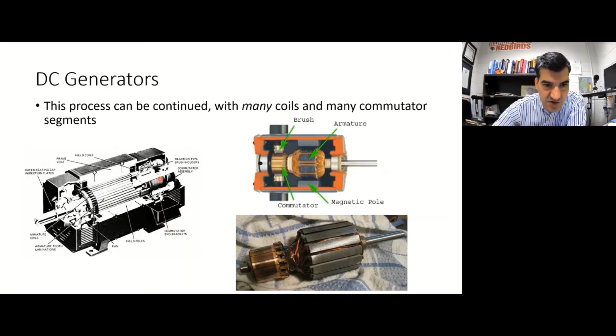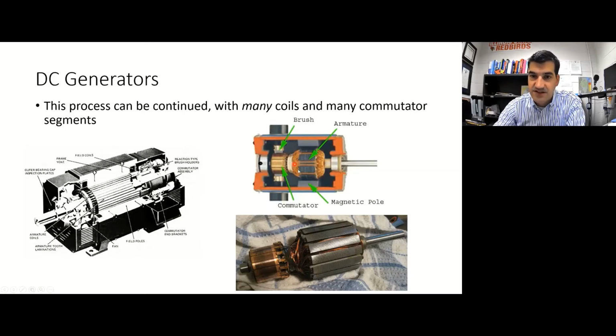And this doesn't show the brushes, but they would be back here, riding on that split ring commutator and changing sections that they're connected to on the split ring commutator as that whole rotor is rotating around. All right. Here are some smaller examples of DC generators.